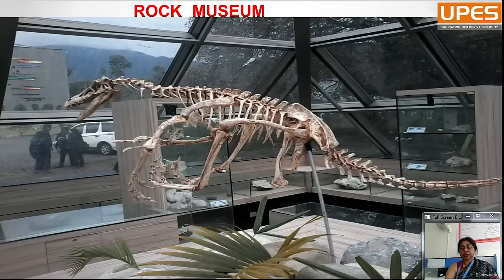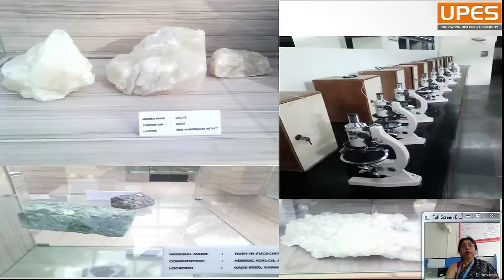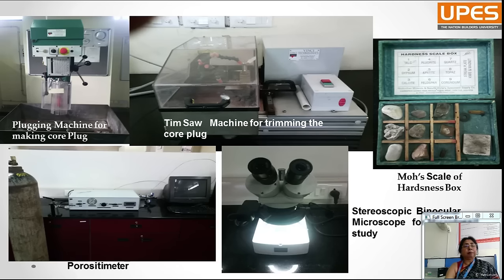This is just a glimpse of our rock museum, and this is the lab we have for geology. All the microscopes are there. You can go and do the work anytime. We have a plugging machine for making the core plug, a Tensor machine for trimming the core plug, and porosity meters to find out the porosity, which is one of the petrophysical characteristics of the reservoir rock.